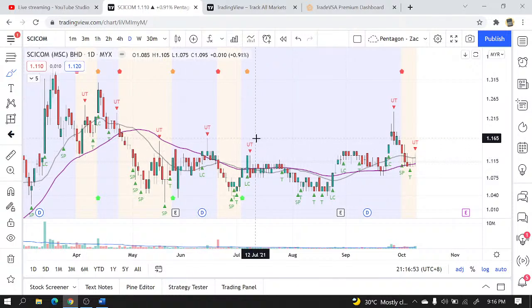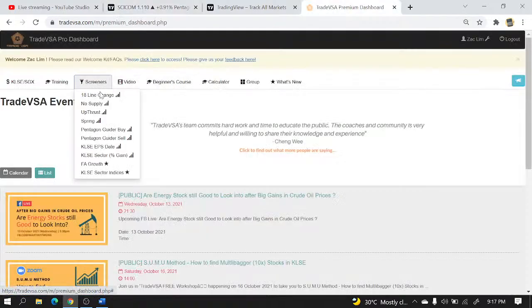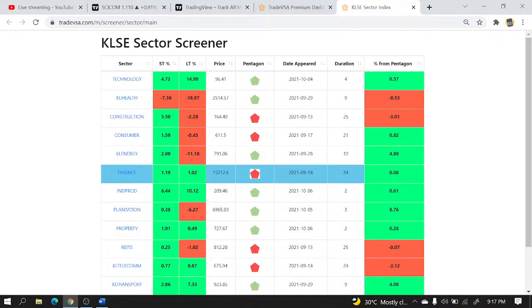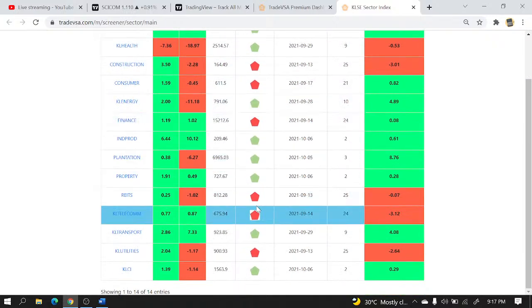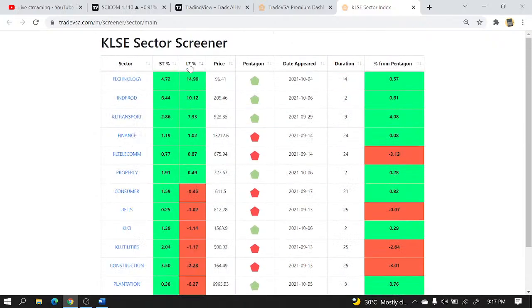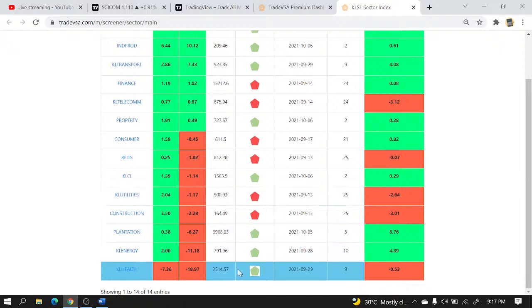Now let's go to some of the very important ones, because it seems like the market is kind of healthy right now. So again, it's very important that we look into the sectors. Mostly they have turned green. Of course, I like to sort according to ST and LT. So even though healthcare is turning green, the LT is still kind of below.